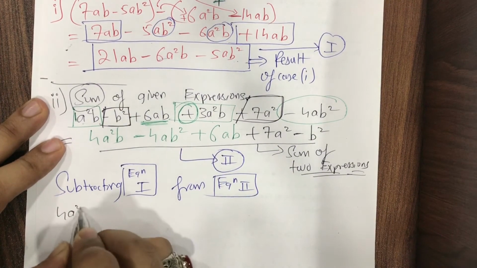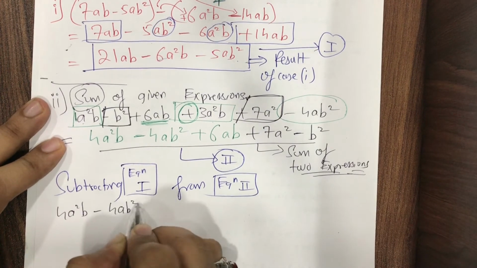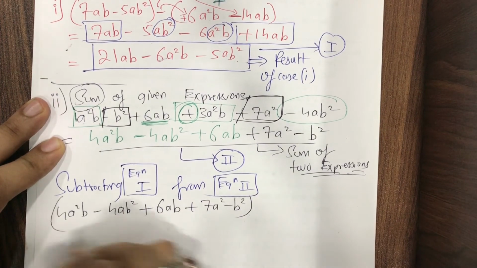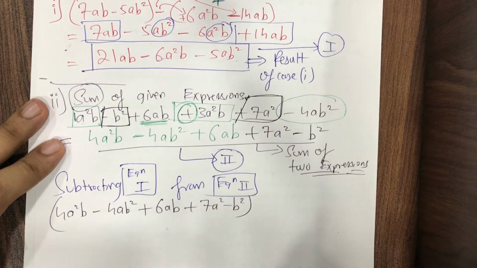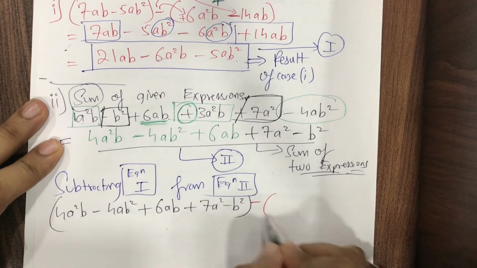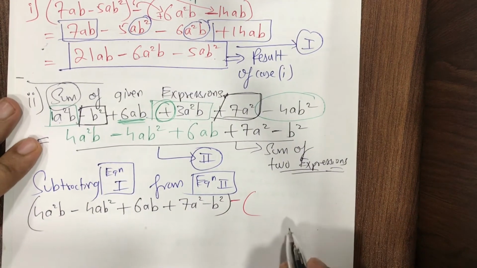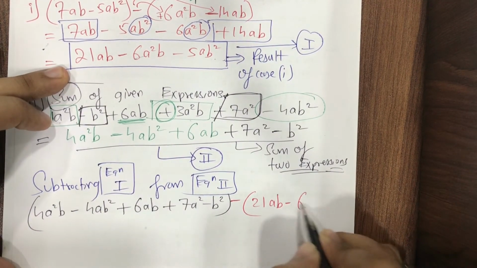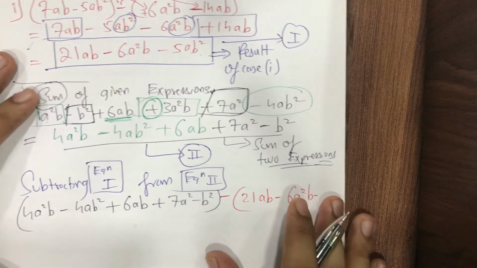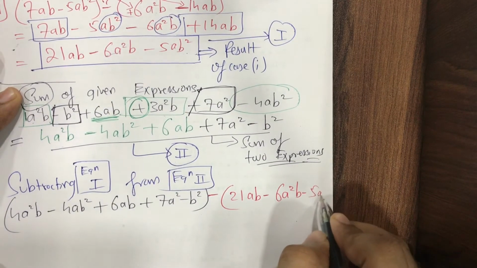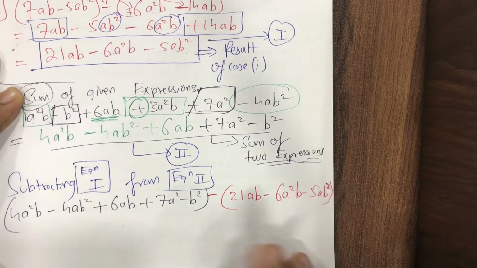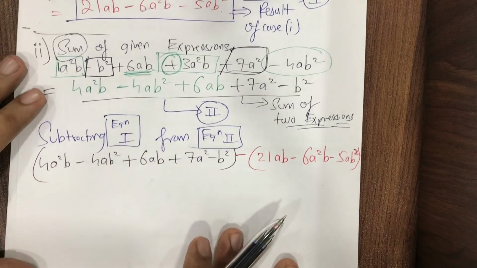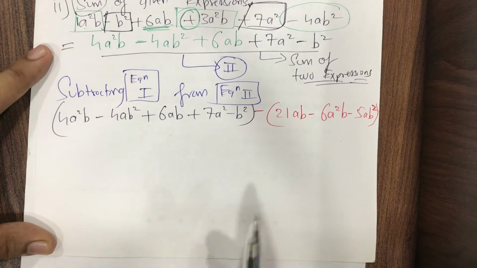So 4a square b minus 4ab square plus 6ab plus 7a square minus b square. From this I am subtracting equation number 1. Okay, so minus and a bracket, and don't forget to put the bracket. So this is what? 21ab minus 6a square b minus 5ab square. Okay, great. Now let's do the calculation. That's it. We are done with the question, students.